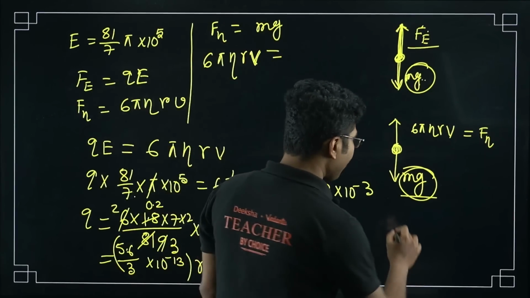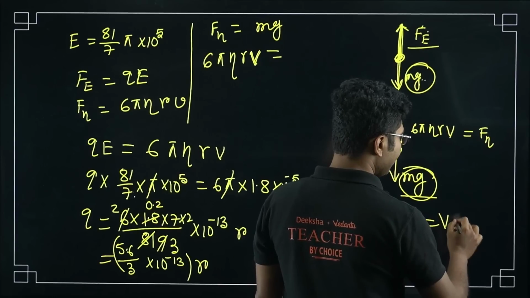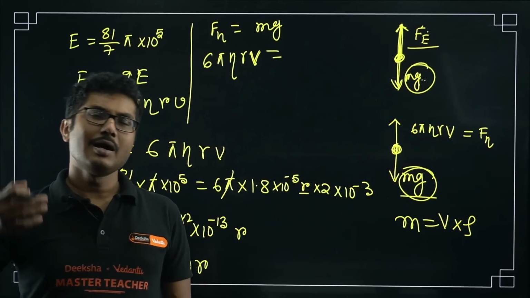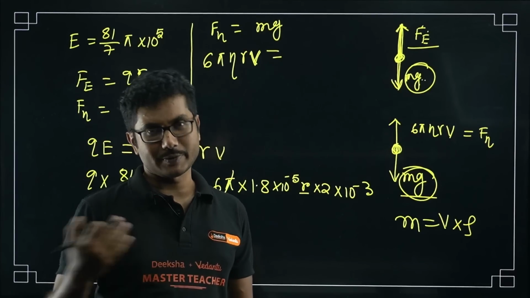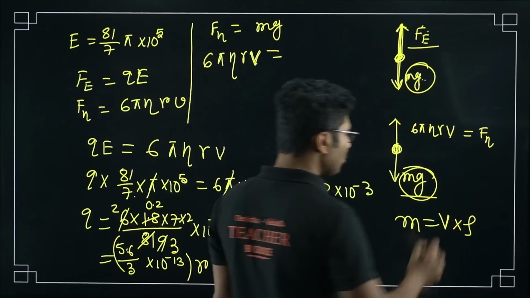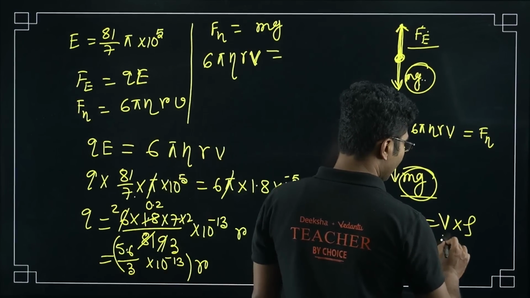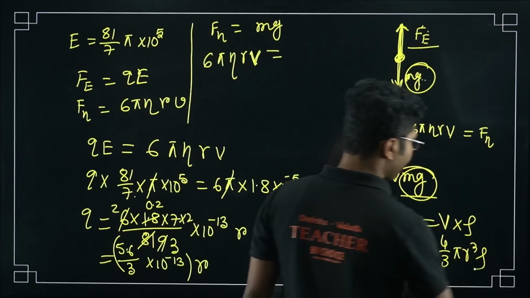As I said, m is basically the volume of the spherical shell times the density. Volume times density is the mass of any object. So density is basically mass per unit volume, and mass is volume into density. Now what is the volume of a sphere? Volume of a sphere is basically 4/3 pi r cube into rho.